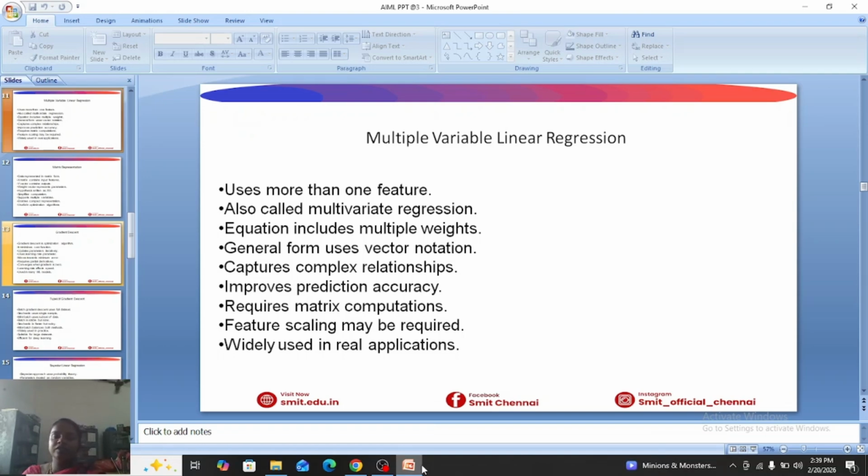The applications which use multiple variable linear regression are real estate price prediction, stock market analysis, sales forecasting, medical risk prediction, and economic trend analysis. Advantages of using multiple variable linear regression: it is more accurate than single variable regression, considers multiple influencing factors, and is suitable for real world problems.